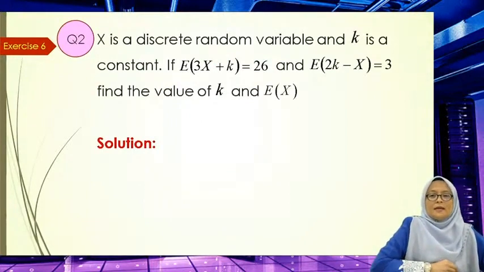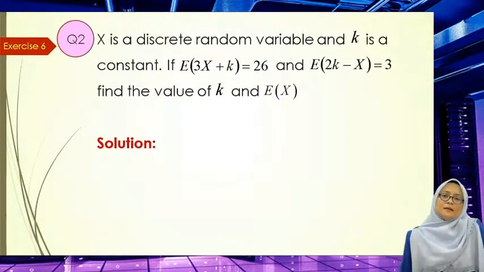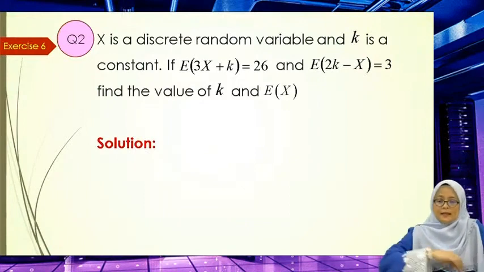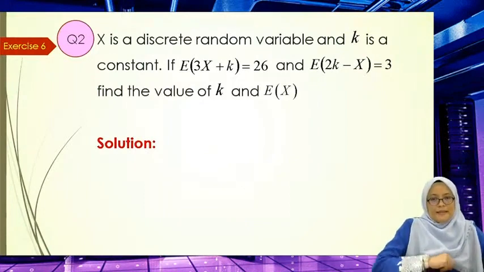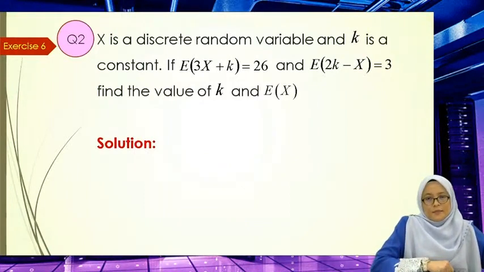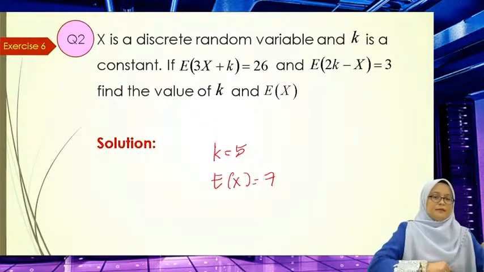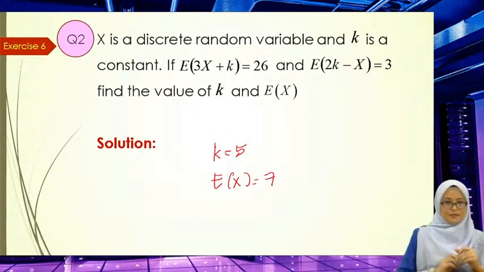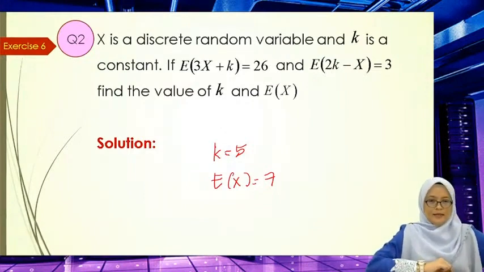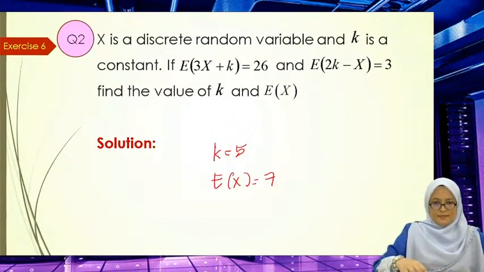Okay, question 2 exercise 6. Okay, so soalan ni saya tinggalkan untuk awak try. Okay, tapi saya bagi jawapan lah. K equal to 5. Expectation X equal to 7. So saya tak nak buat semua. So mesti ada benda awak kena try juga. Boleh? Boleh lah tu kan.